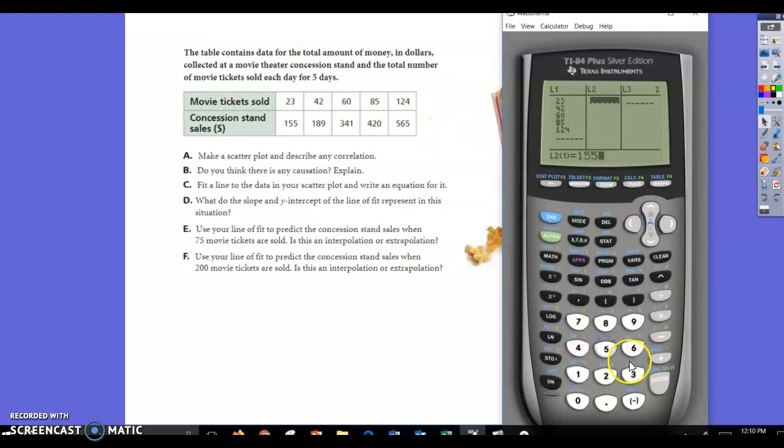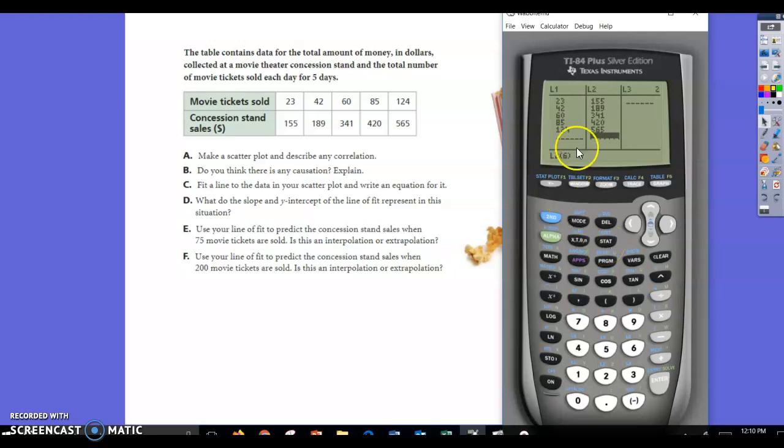So 155, 189, 341, 420, and 565. All right, now it's always a good idea to look back up here, 23, 42, 60, 85, 124, and just kind of double check that you entered these numbers correctly, because if you don't enter this correctly, your calculator cannot give you good information. It can't help you, okay?